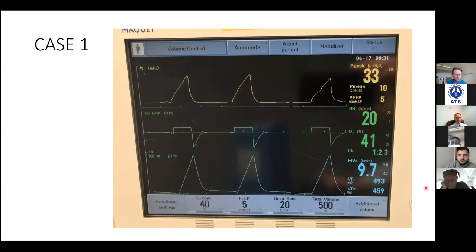All right, so looking at this display, and this is not meant to be a trick question, what kind of mode is this? Do you think this is a volume control mode or a pressure control mode? And I'm very well aware that the answer is given away there, but I want you to tell me what it is and how you can tell.